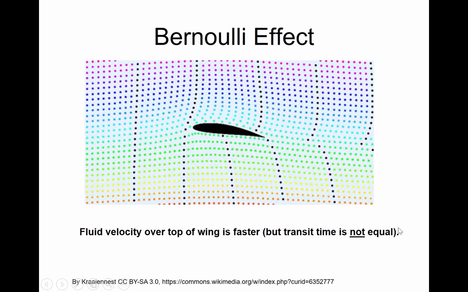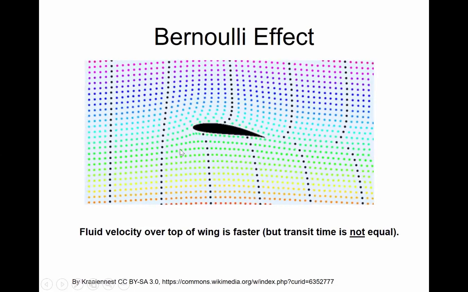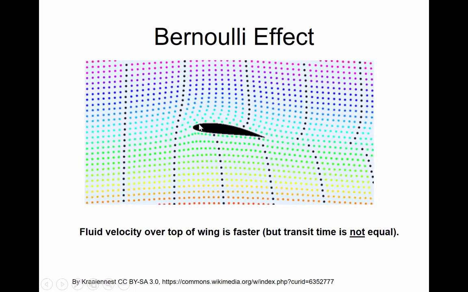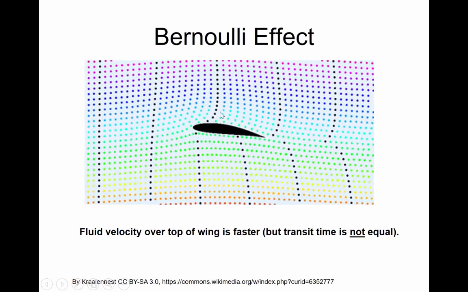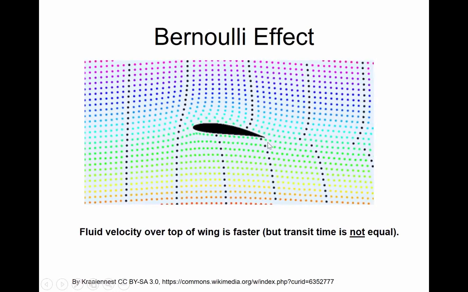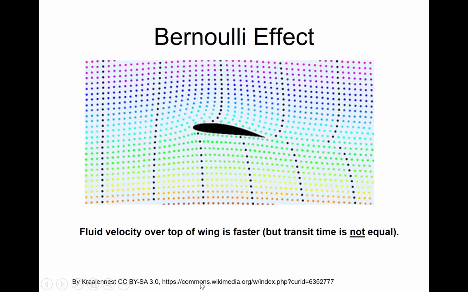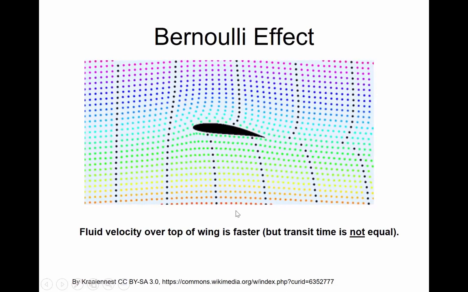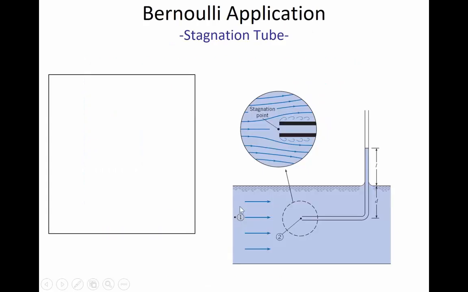One thing I'll point out is that the fluid velocity over the top of the wing is faster, but the transit time is not equal. Sometimes, in illustrations similar to this, people will erroneously say that these two streamlines will join back together at the end of the airfoil. They don't. There's a whole lengthy explanation on why that's the case, but the Bernoulli effect is simply the relationship between a change in velocity and a change in pressure.